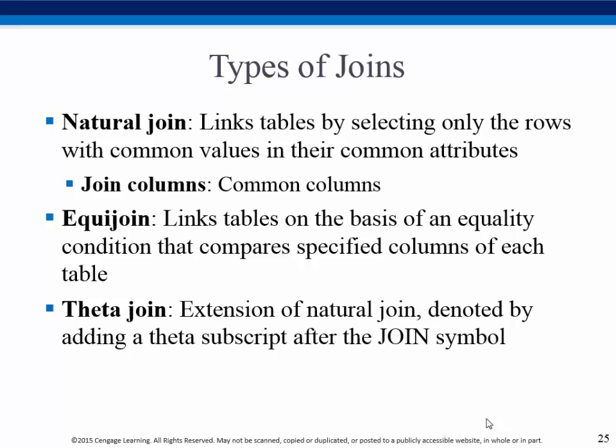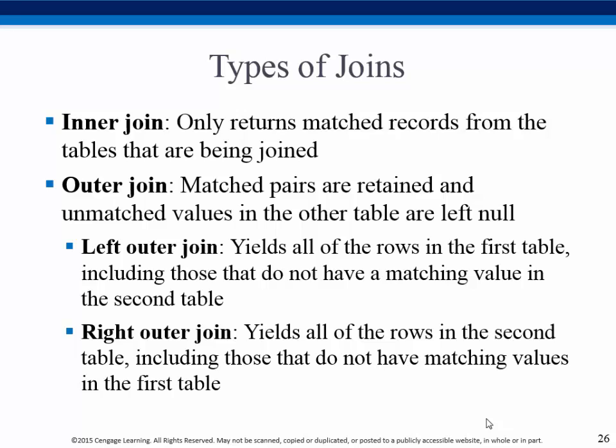Alright, and then it talks some more about an equal join, which links tables on the basis of an equality condition that compares specified columns of each table. A theta join, which is an extension of natural join, denoted by adding a theta subscript after the join symbol. You have an inner join, which only returns matched records from the tables that are being joined. You have an outer join. Matched pairs are retained and unmatched values in the other table are left null.